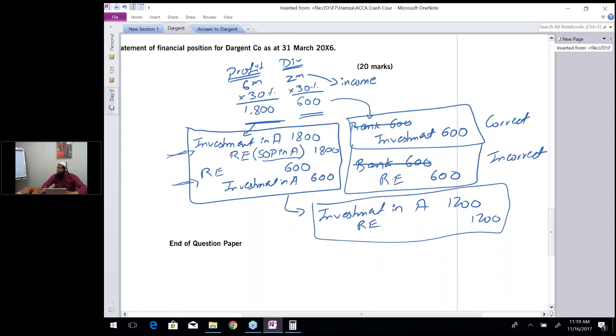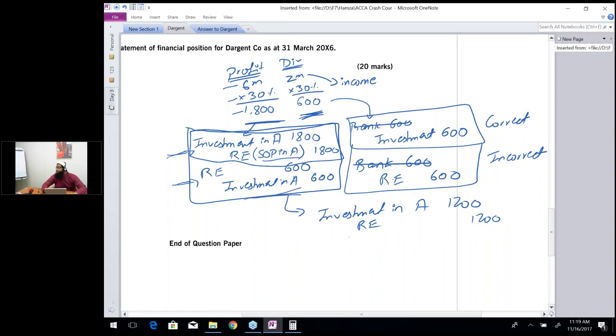Ahmad Ali wants me to repeat entry number 4. Ahmad, in entry number 4, the associate had a profit of 6 million. We had a 30% share, 1800. So we have recorded the entry for the profit. And then the dividend was 2 million. We had a 30% share, which is 600. And the entry was incorrectly recorded by the question. So we have recorded a correcting entry. And I finally posted a net entry of this.